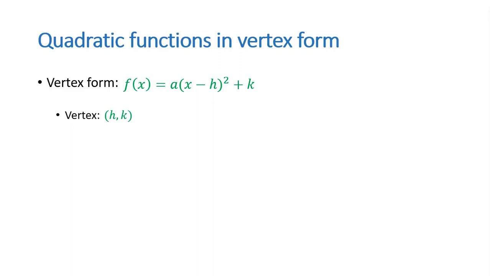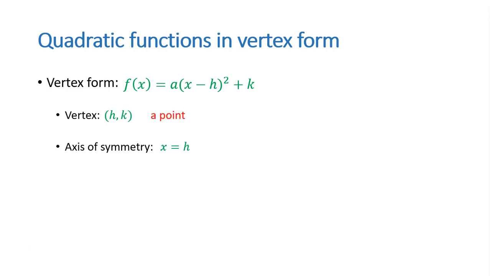Once we have the vertex, we can immediately generate the axis of symmetry. So remember, the axis of symmetry is just going to be a vertical line going through the vertex. So every single vertical line is of the form x equals a number. So in this case, it's going to be x equals h. It's going to be the only vertical line that's going to pass directly through the vertex. So it's always x equals whatever the x coordinate of the vertex is.